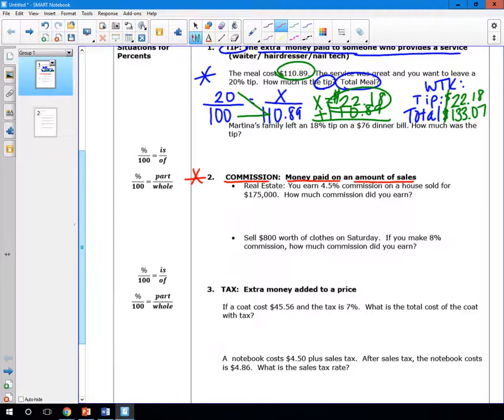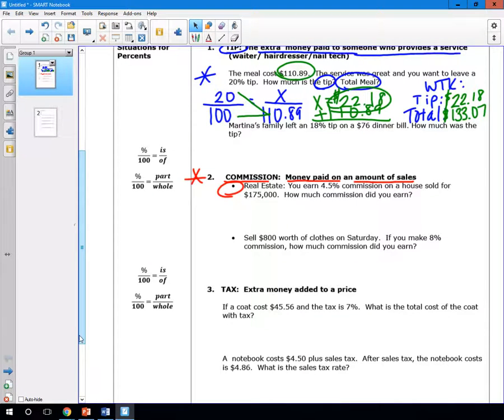So we're going to set these columns up exactly the same way. So here it says you are a real estate agent. You earn 4.5% commission on a house sold for $175,000. How much commission did you earn? So you're selling a house for $175,000. Now, you're not going to make all of that because you're just the real estate agent. Okay, so you're only going to make a certain percentage. In this problem, you're going to make 4.5% of that.